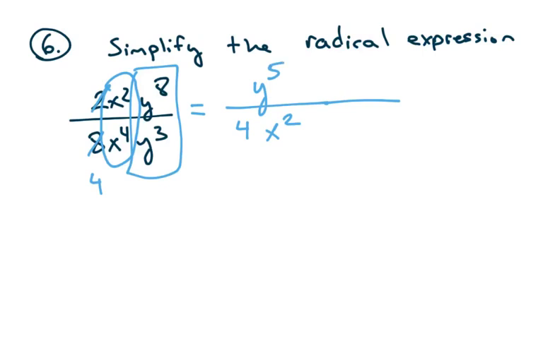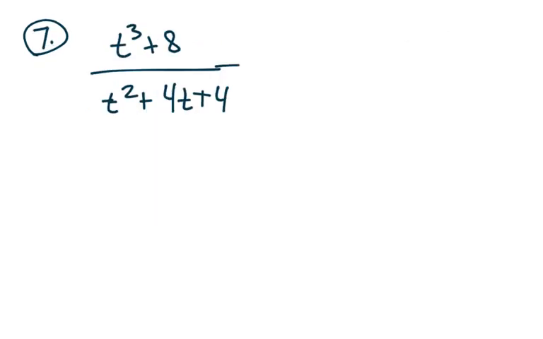Now, when we look at the restrictions, remember we have to look from the original one. So this means that x can't be 0, and y can't be 0, because if either of those are 0, we're dividing through by 0, and that's a no-go. That's it.